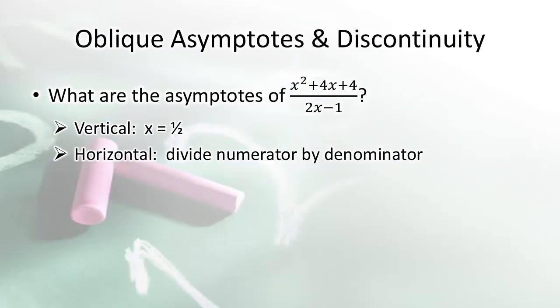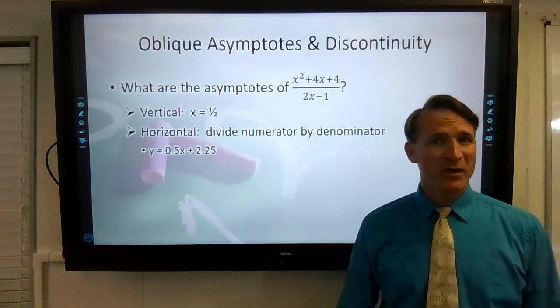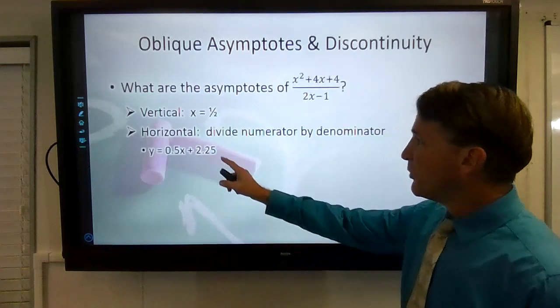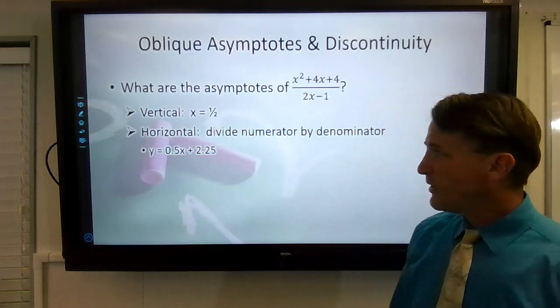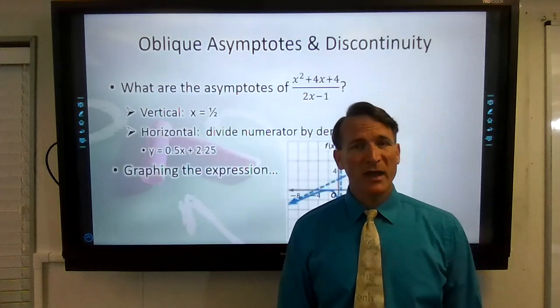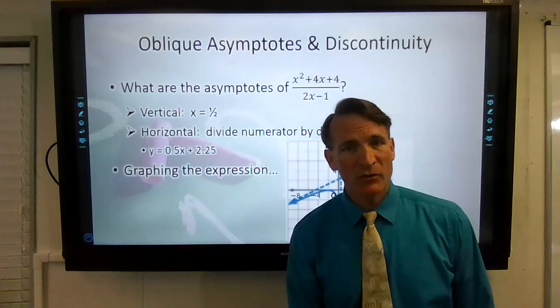How do I find that oblique asymptote? Well, I'm going to divide the numerator by the denominator. When I do that, again, either using synthetic division, which I could in this case, or long division. If you need a reminder on how to do that, go back to section 5.2. That's where we covered long division. Synthetic division was shortly thereafter. But when we work that out, we get y is equal to 1/2 x plus 2 1/4. So I have an oblique asymptote at y equals 1/2 x plus 2 1/4.